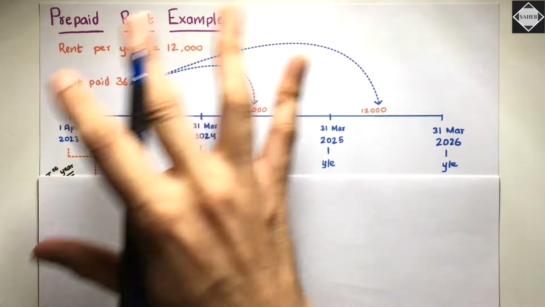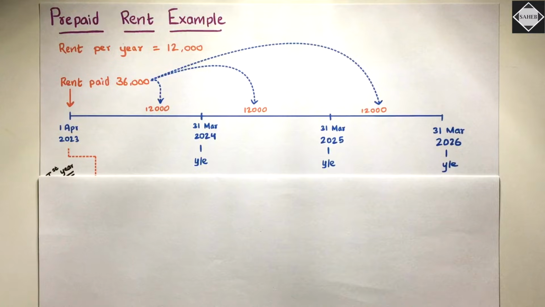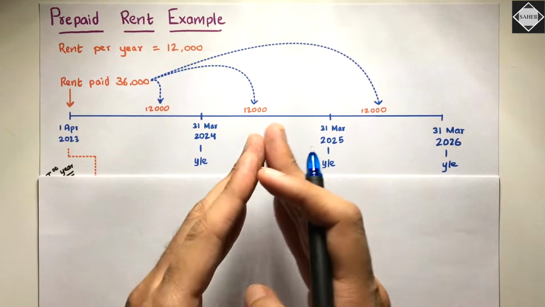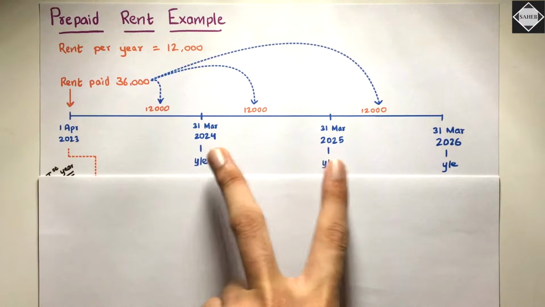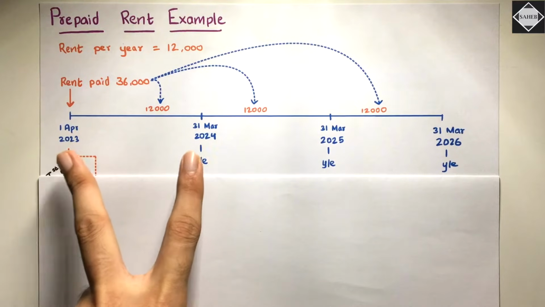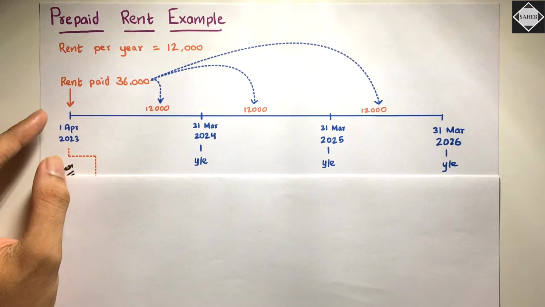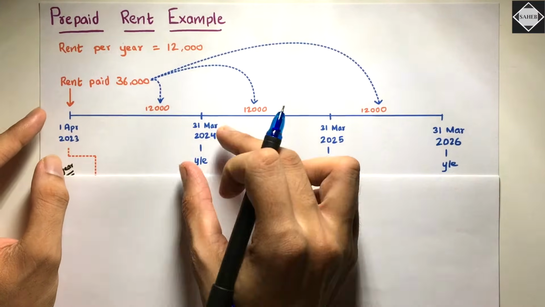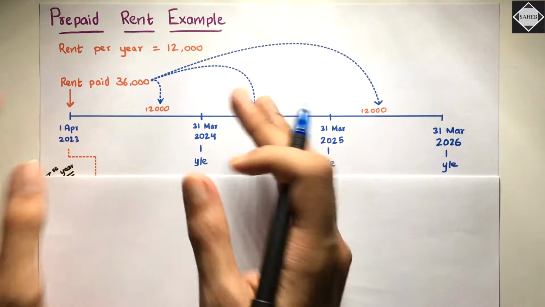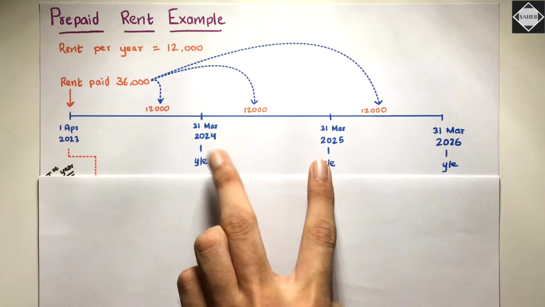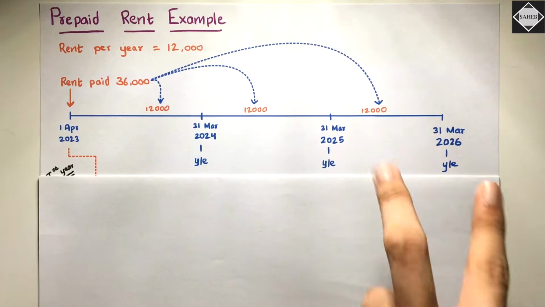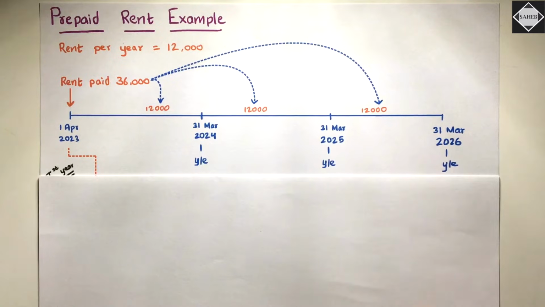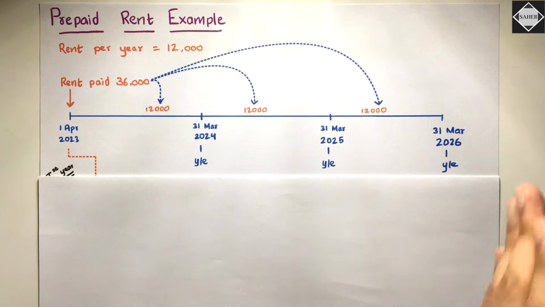Now see here, we have a beautiful example on prepaid expenses. It's really simple and straightforward. This example spans 3 accounting periods, 3 years: first year, second year, third year. The first accounting period starts from 1st April 2023 and ends on 31st March 2024, 12 months. The second accounting period ends on 31st March 2025, and the third accounting period ends on 31st March 2026. So here we have 3 year ends.